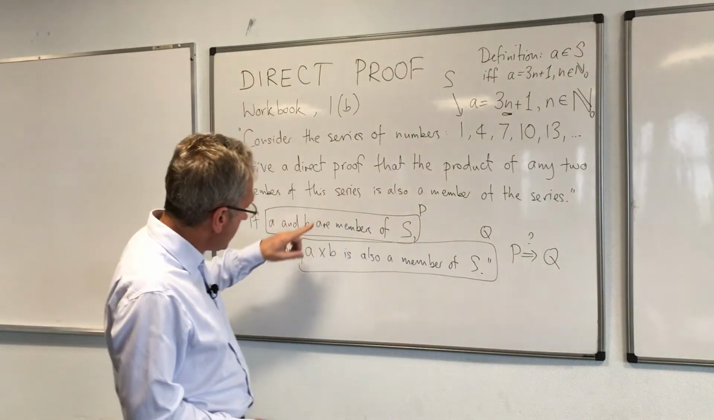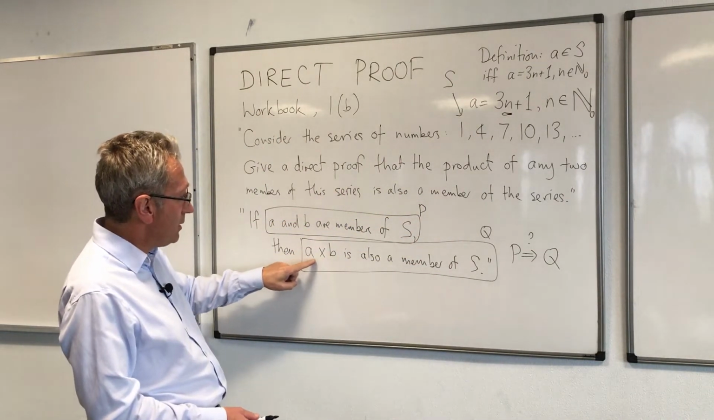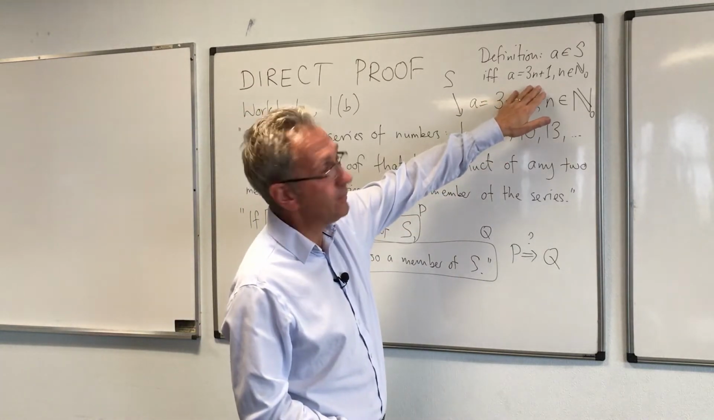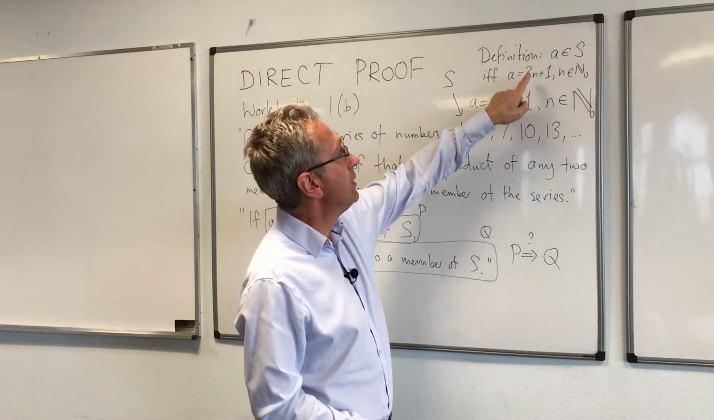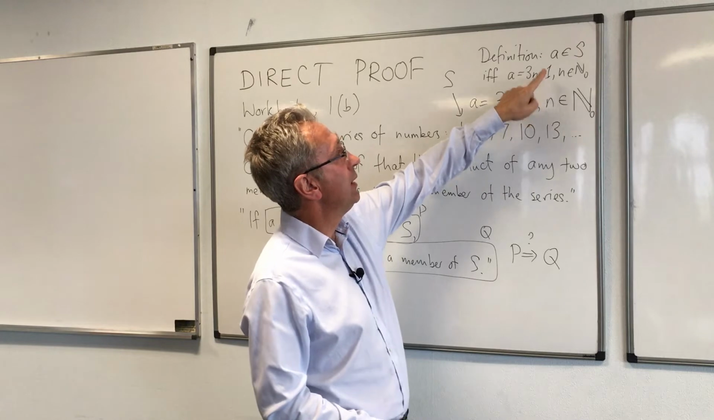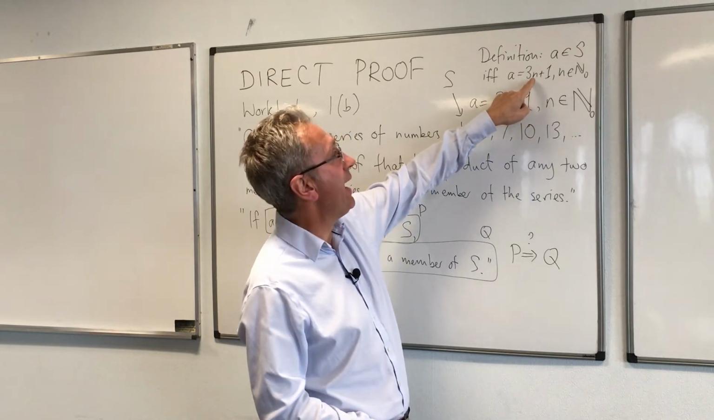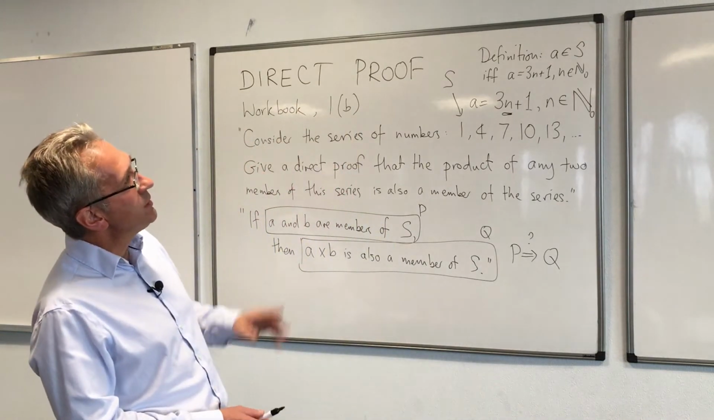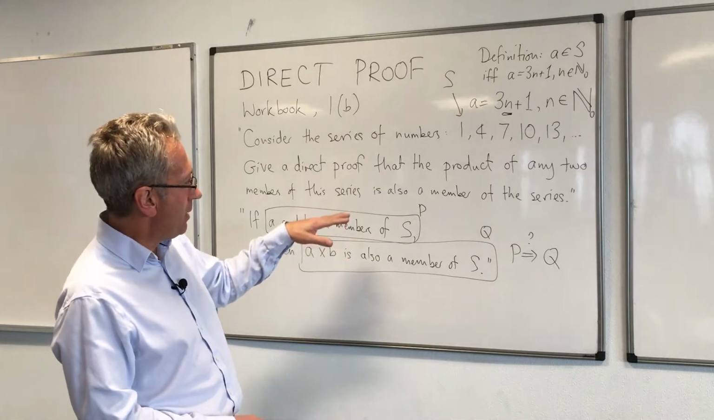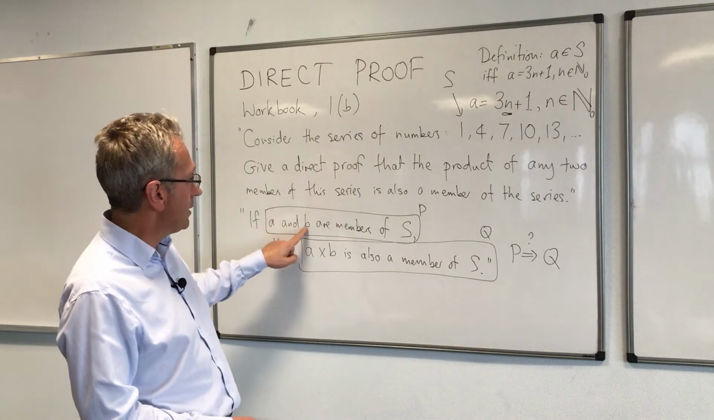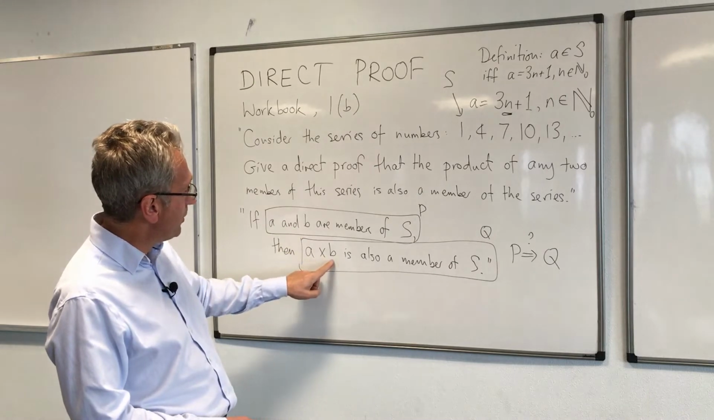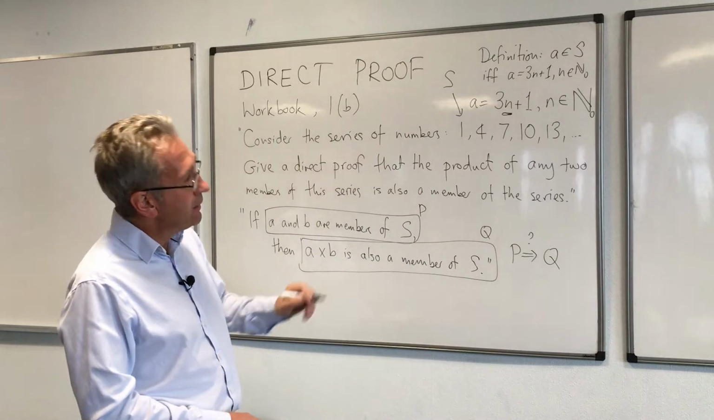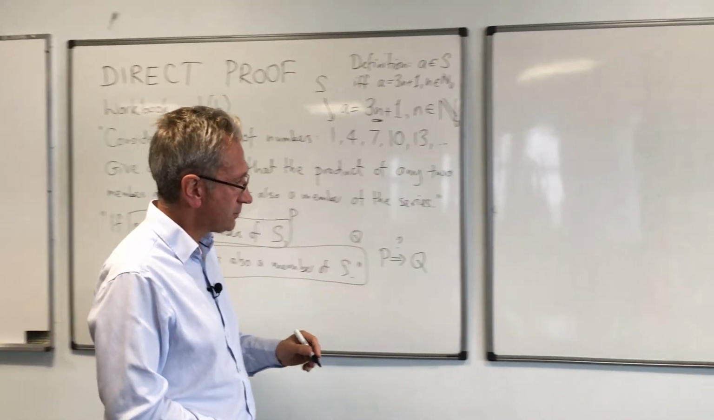Similarly, when we're testing to see whether or not A times B is a member of S, we know that it's got to have that form. So it's got to be a number of the form 3n plus 1, and we have to show that here n is a member of the natural numbers. So that's what we're trying to do. So we've got our definition of what it means to be a member of S. That's good, because A and B are going to be members of S, and hopefully, if our proof works out, A times B, the product, is going to be a member of S as well. So let's see if we can do it.